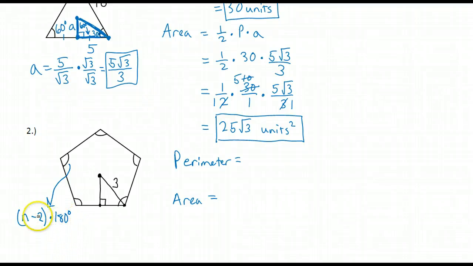That's how many degrees there are in each one of these triangles. So when I multiply this times this, that'll tell me how many degrees I have total. And then I'm going to want to divide by the number of sides. And if I divide by the number of sides, that will tell me how many degrees each angle is worth.